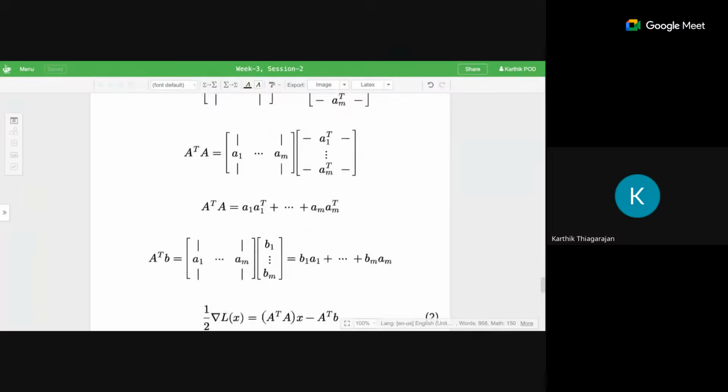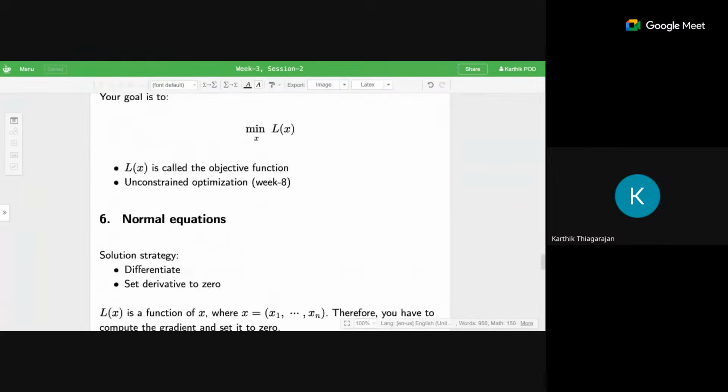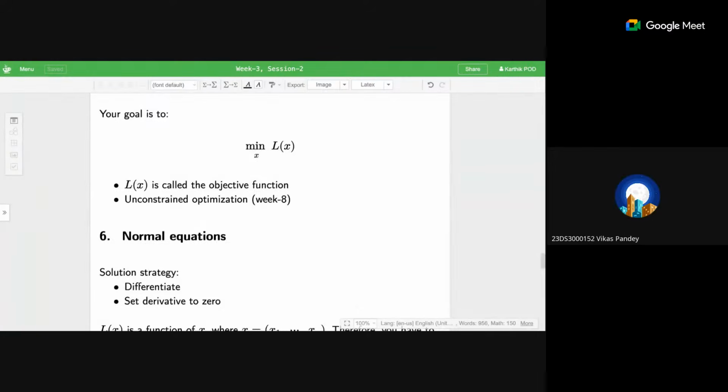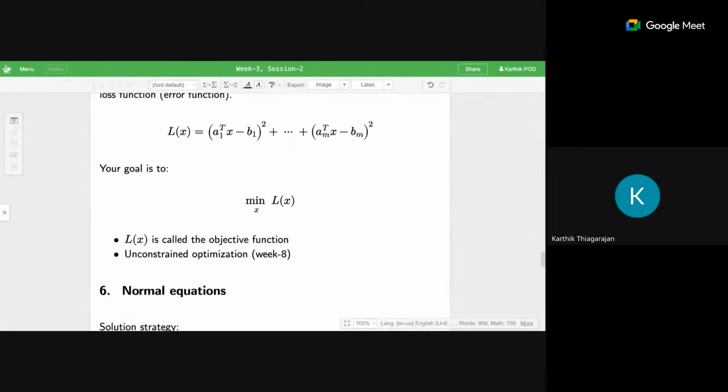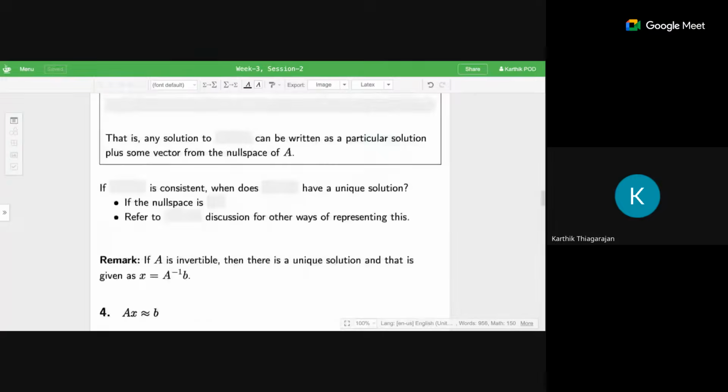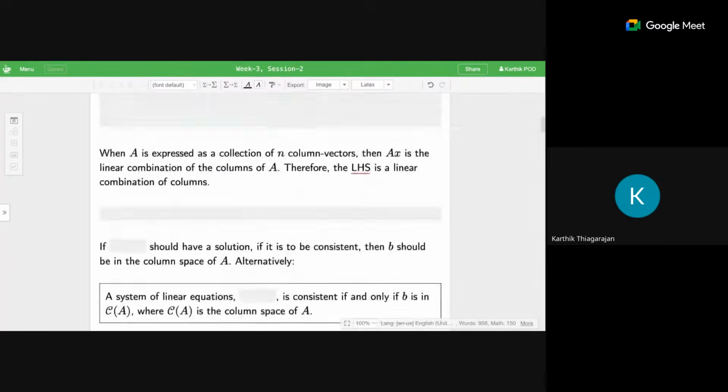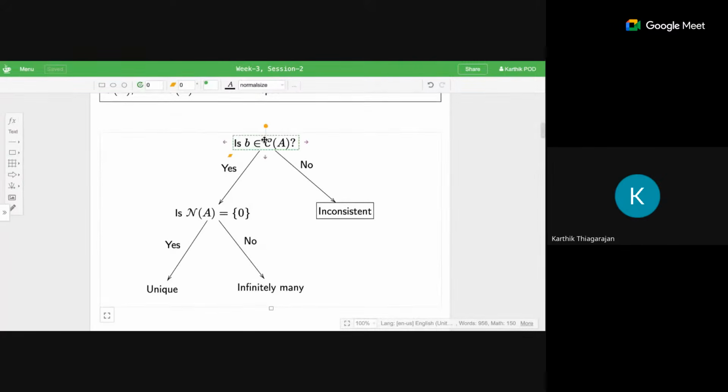When is the original system consistent? When null space is 0. No, when B is in the column space of A, right? If you go back to the image, the graph that we have been trying to draw. So AX equal to B is consistent if B is in the column space of A.